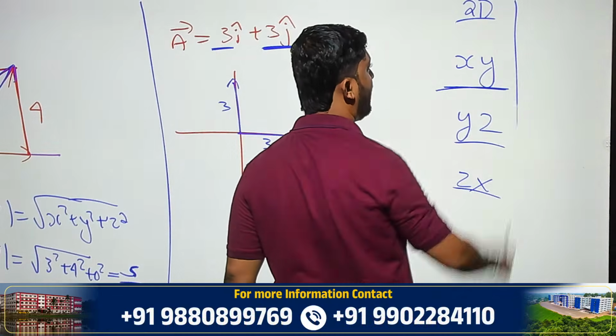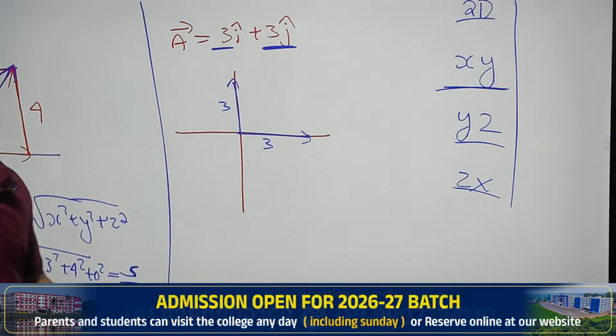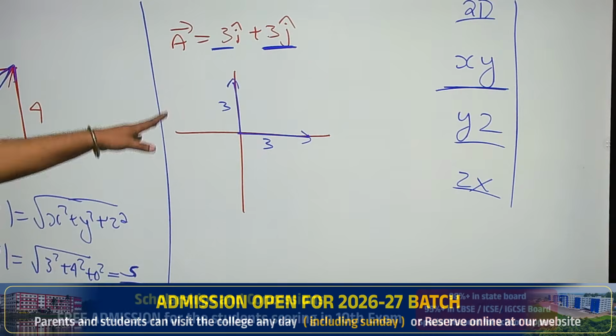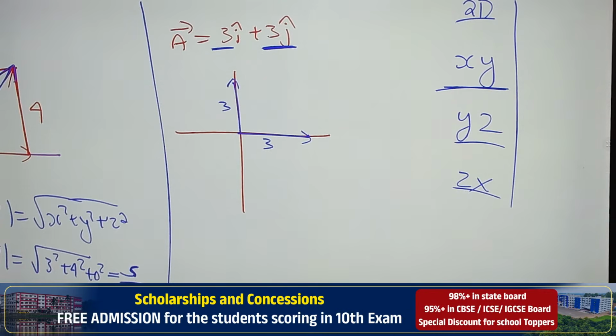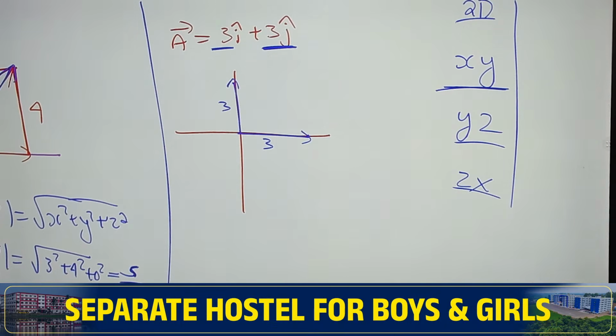We cannot plot a 3D graph. Okay, a sheet is a 2D plane, right? We cannot draw a 3D structure in a plane. We cannot do it accurately, we can just represent it, but it doesn't feel real.